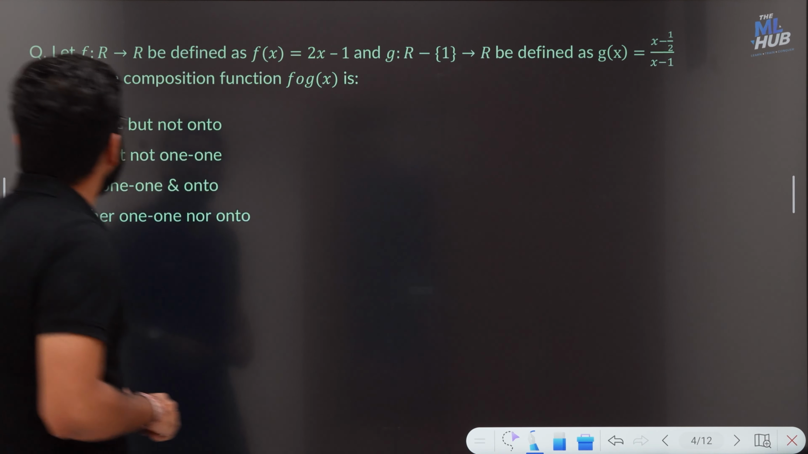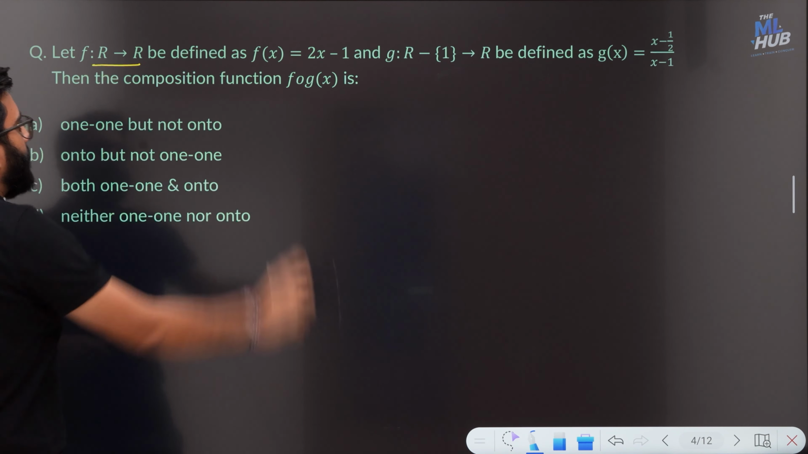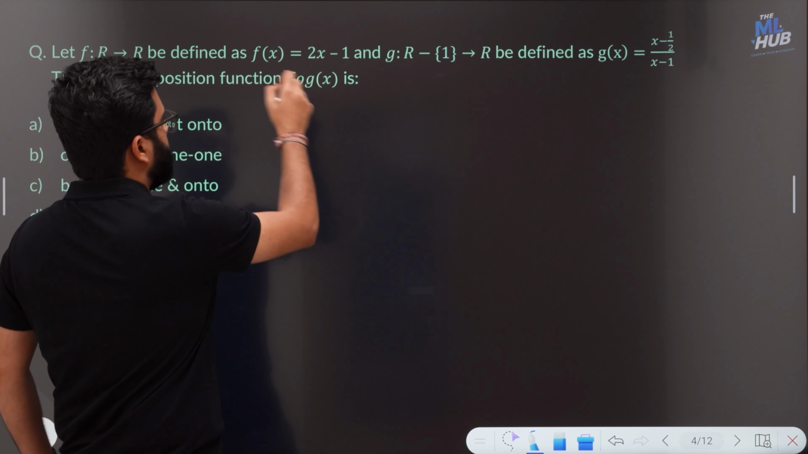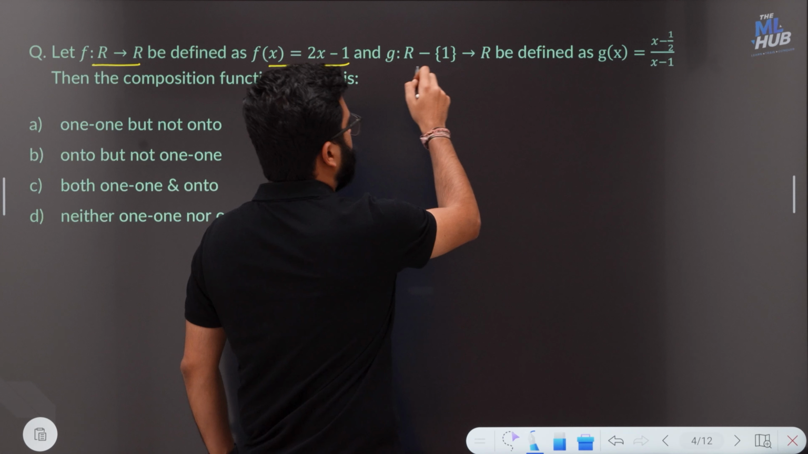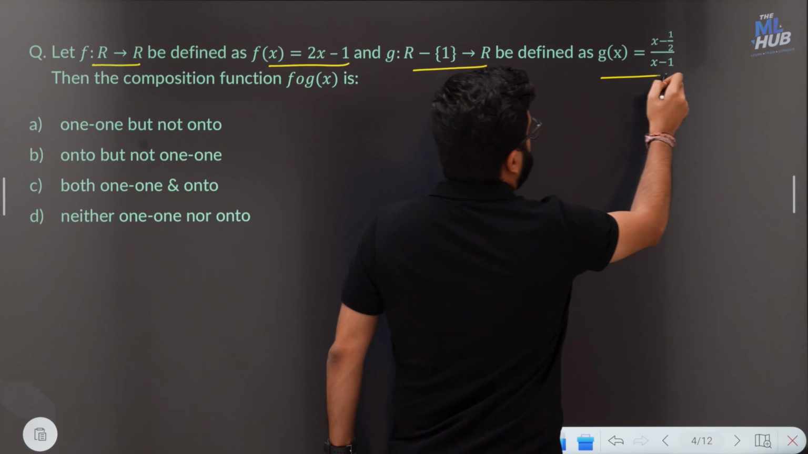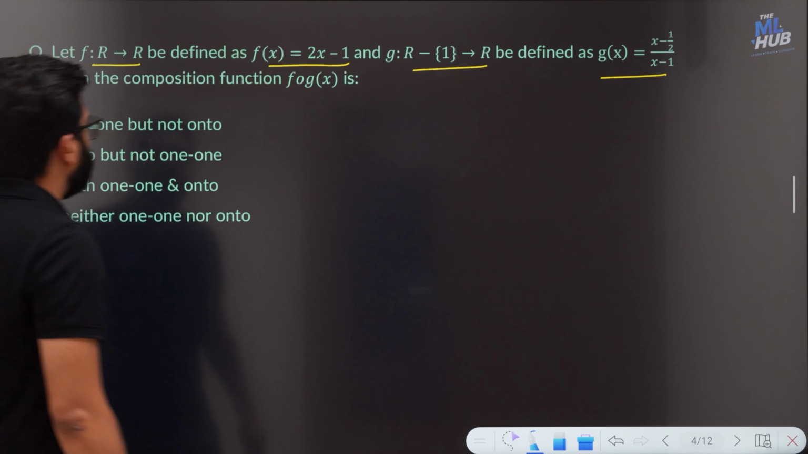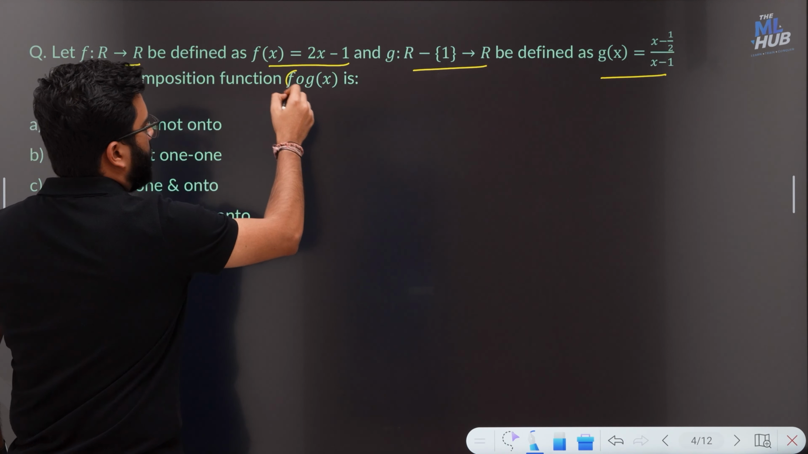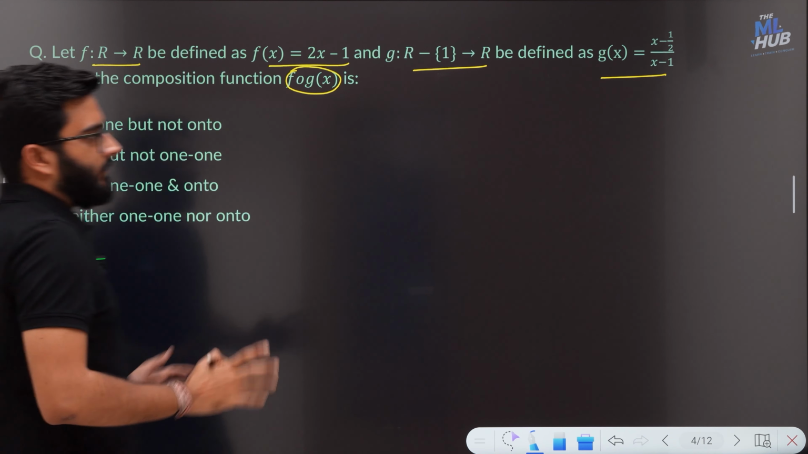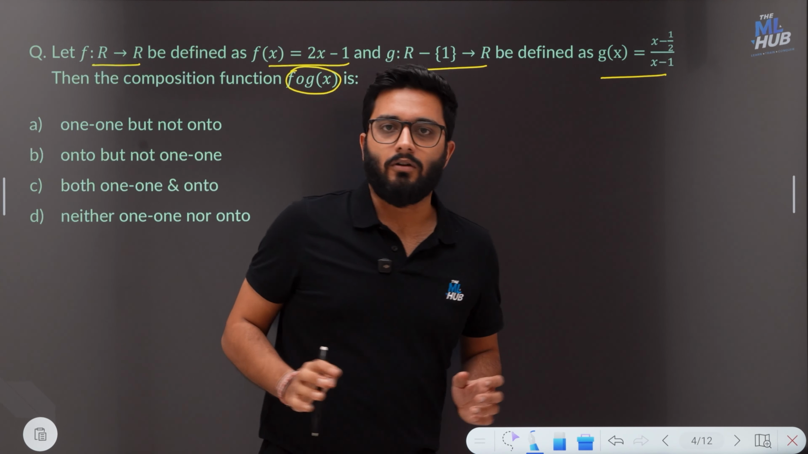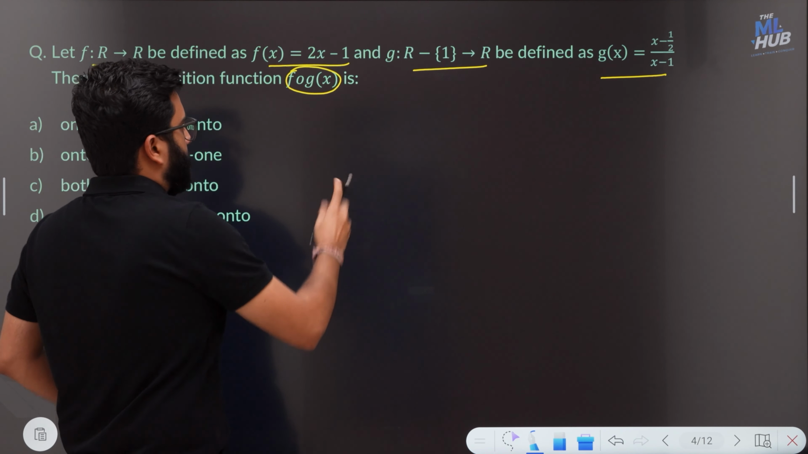Alright, so now let's see a few illustrations. If a function f is defined from R to R, and the definition is f(x) is equal to 2x minus 1, and another function g is defined from R minus 1 to R as (x minus 1) by 2, divided by x minus 1, then we need to comment about the composition f of g, whether it is one-to-one or not, or whether it is onto or not. So first define f of g.